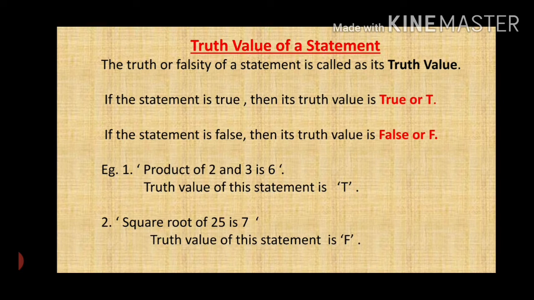See, for example, product of 2 and 3 is 6. Now this is right, isn't it? This is true. So the truth value of this statement is true, or T you can write. The square root of 25 is 7. Now see, the square root of 25 is not 7, it is 5, isn't it? So this statement is false. Hence the truth value of this statement is F. Very simple subtopic it is.